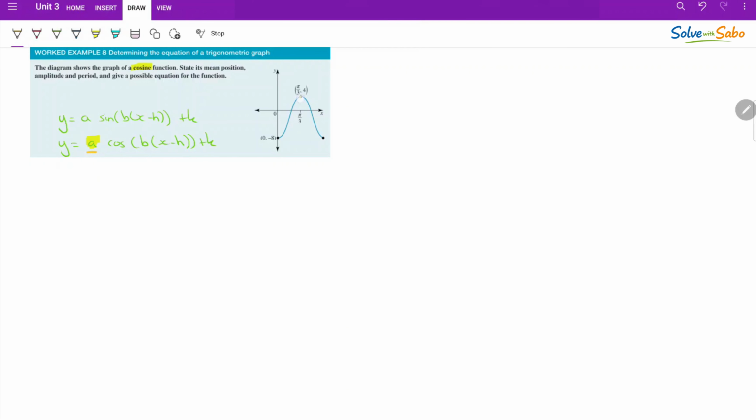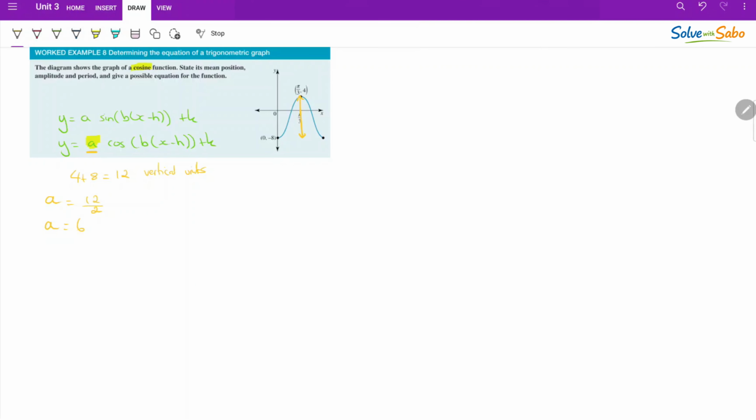I am going from 4 to -8. So that is a total vertical distance of 4 plus 8 equals 12 vertical units. So that's not my amplitude though. My amplitude is half that. So my amplitude is 6.